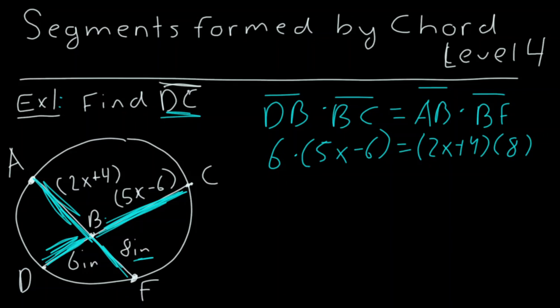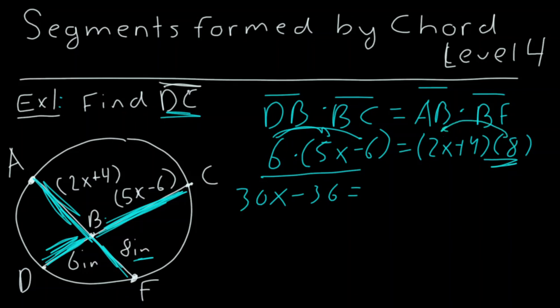Alright, and we're back, and let's go and see if you were able to get the right answer. We know when we have a number outside of the parentheses, we need to distribute. So 6 times 5 would give us 30x. We have 6 times negative 6, which would be negative 36. We'll set that equal to, and we notice over here we have the 8. It's on the other side of the parentheses. And that doesn't matter. We can still distribute it. So we have 8 times 2, which would give us 16x. And 8 times 4, which would give us 32.